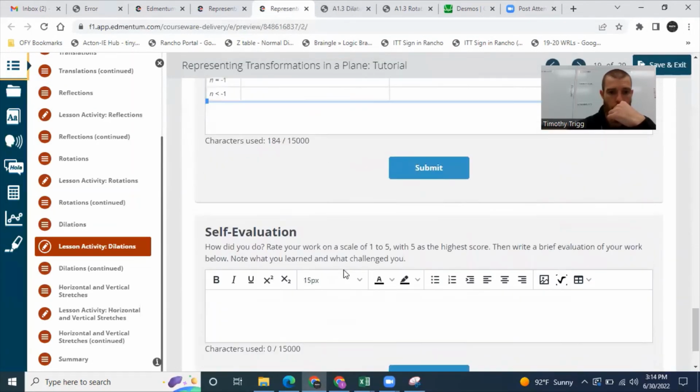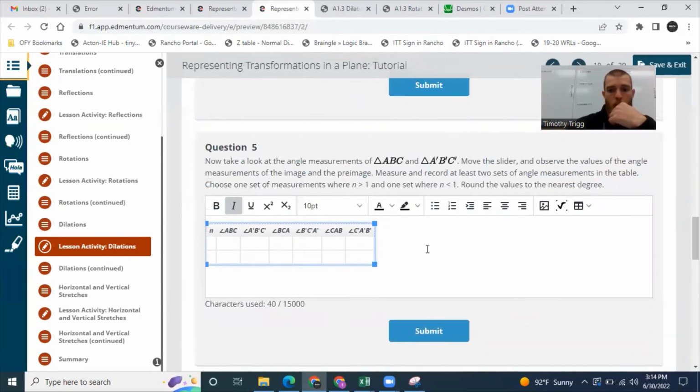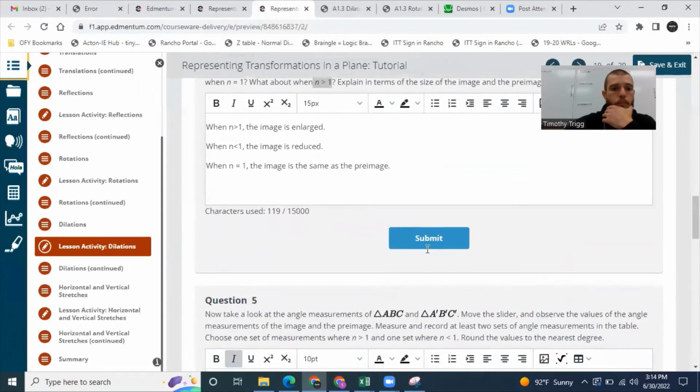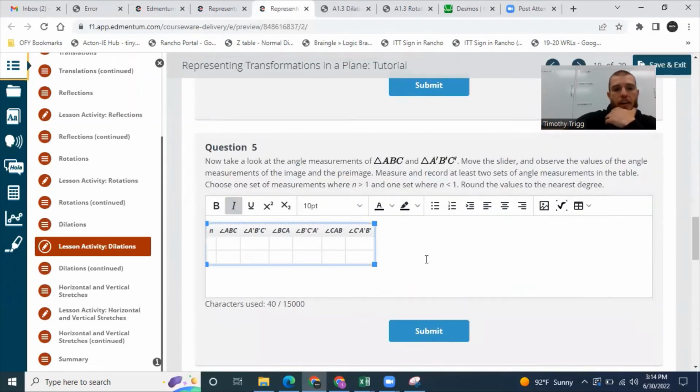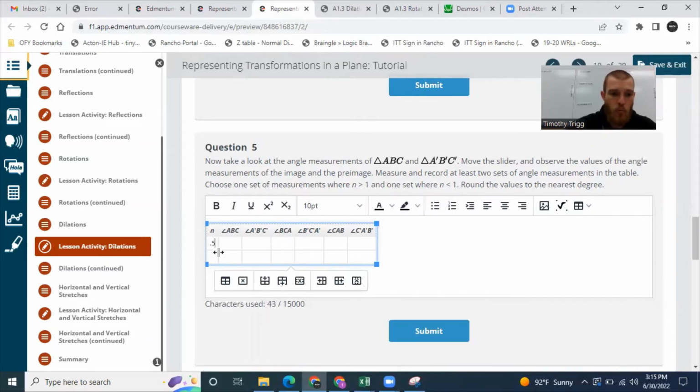How many questions do we have here? 3 more. Now take a look at the angle measurements for triangle ABC and triangle A prime, B prime, C prime. Move the slider and observe the values of the angles. Okay. So we're going to choose an n value. Let's go ahead and use 0.5. And then we're going to use an n value of, let's say, 3.